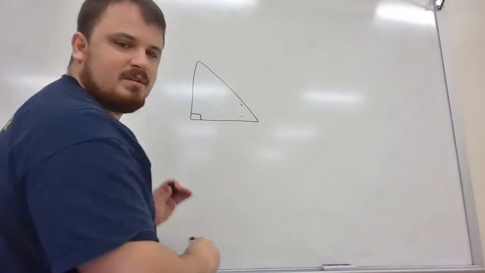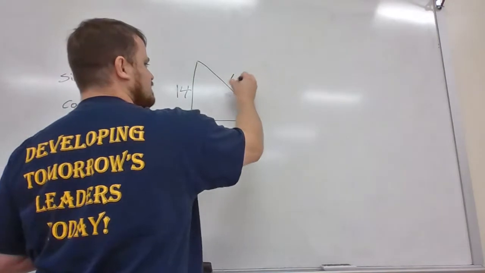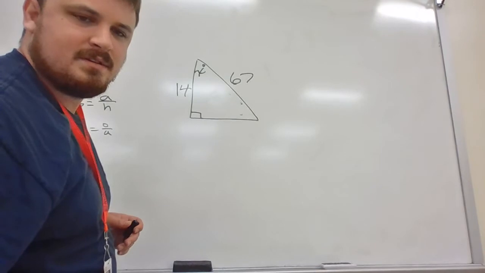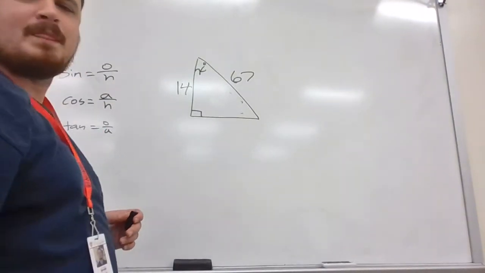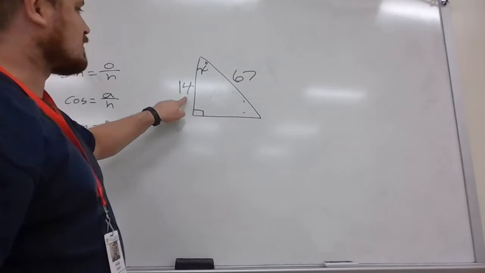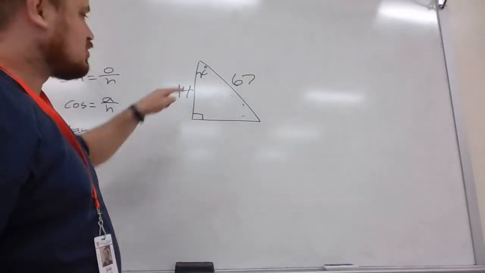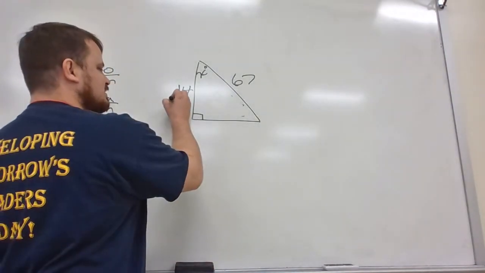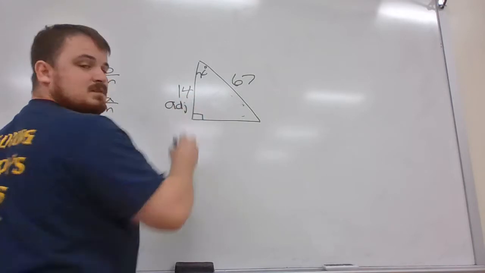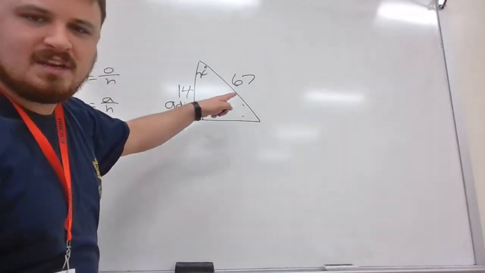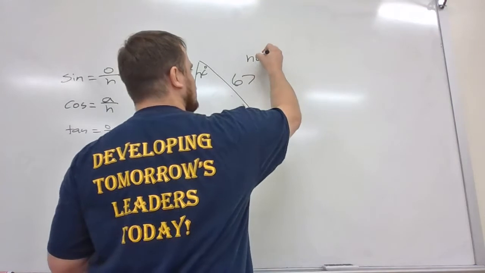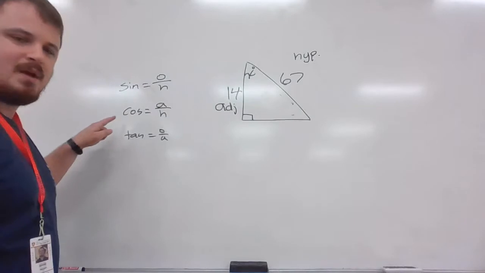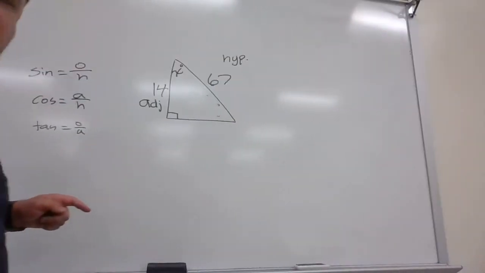Okay, so for this one, 14, 67, x degrees. Okay, so look what we have now. We have 14, 67, x degrees. So from this angle, this is what's next to it, but it's not the hypotenuse, so this is adjacent. Okay, this is adjacent, and over here is hypotenuse. So we're using adjacent and hypotenuse. That would be cosine is adjacent over hypotenuse.